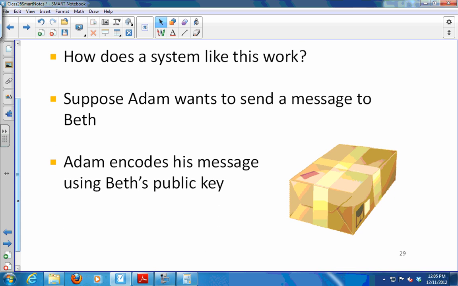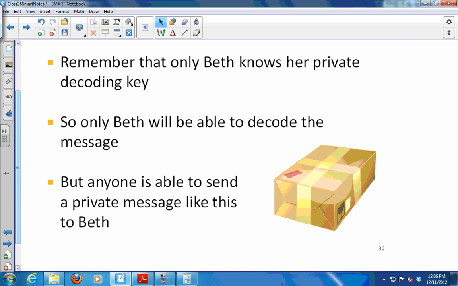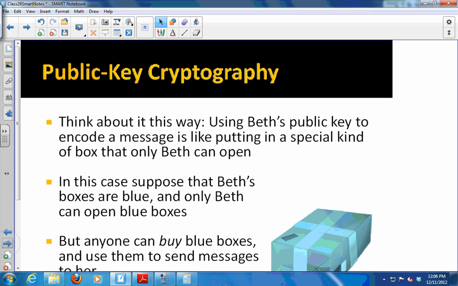So this is how it works. Suppose Adam wants to send a message to Beth. He encodes his message using Beth's public key. Only Beth knows how to decode it. She says, if you want to send me something, encode it like this and send it to me, because only I know how to decode it. So anyone can send a private message to Beth like this, and only Beth can read them.